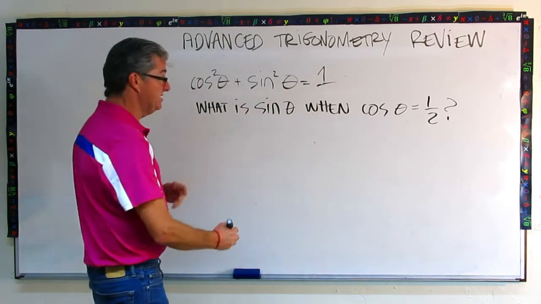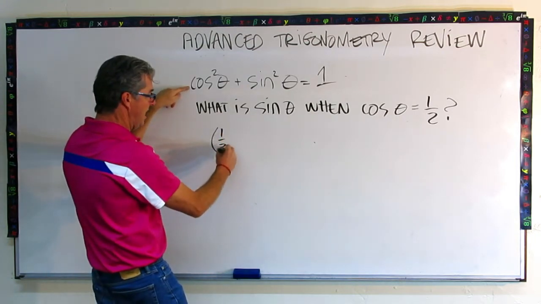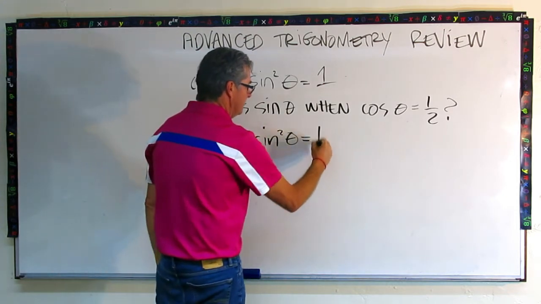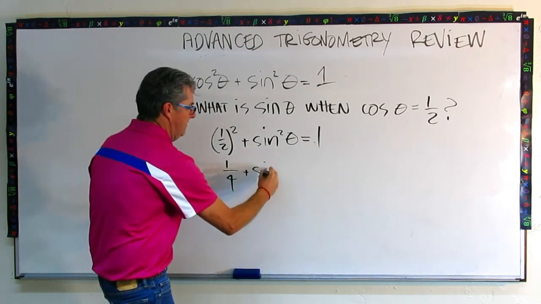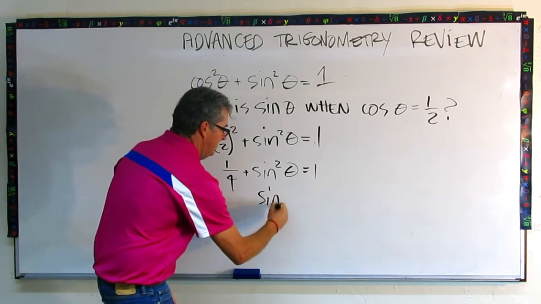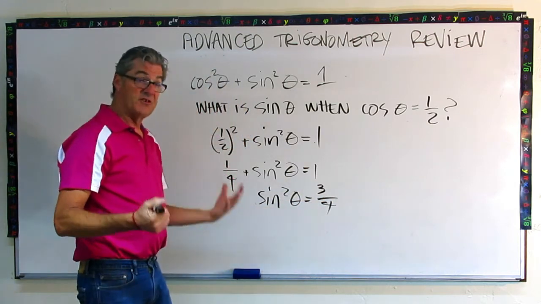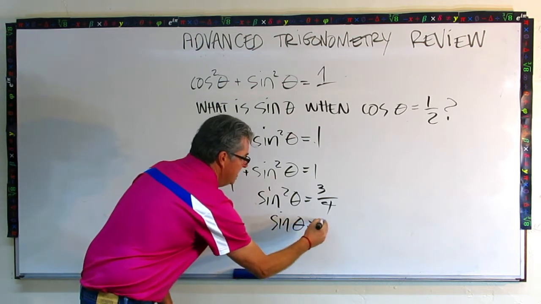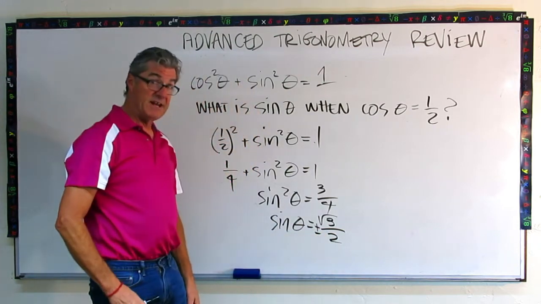So this is basically simple algebra here. Cosine theta is 1/2, so cosine squared theta will be 1/2 squared plus sine squared theta equals 1. This becomes 1/4. 1/2 squared is 1/4. Subtract a quarter from each side. Sine squared theta equals 3/4. Take the square root of both sides. Sine theta equals root 3/2, and don't forget your plus minus.